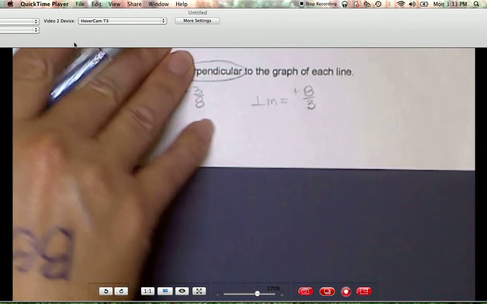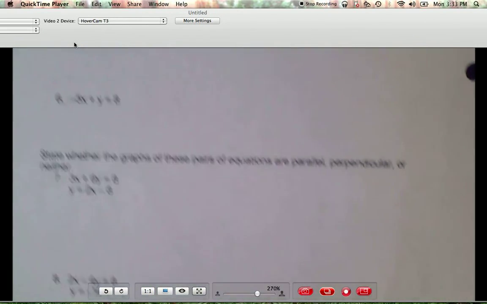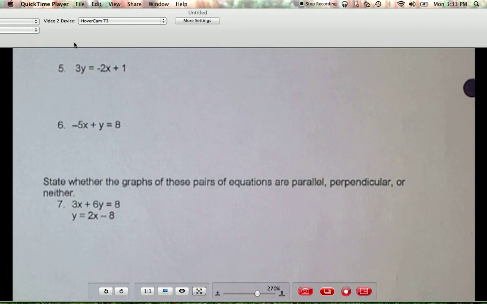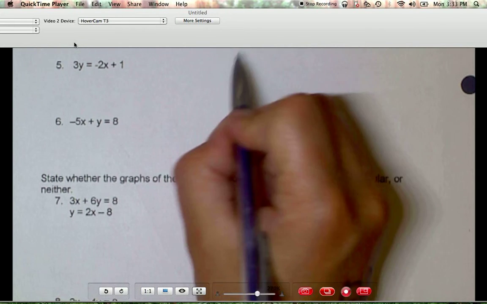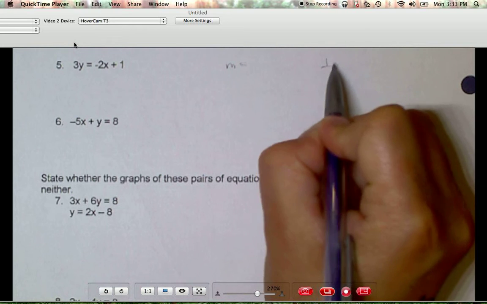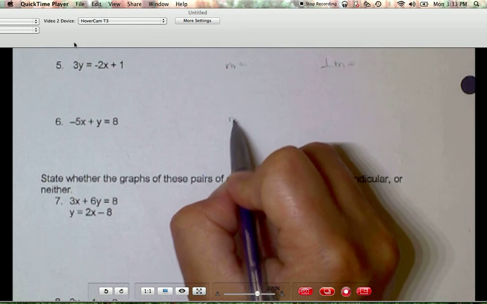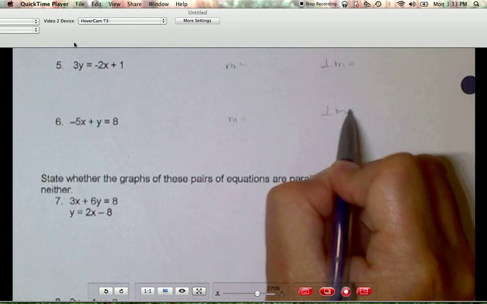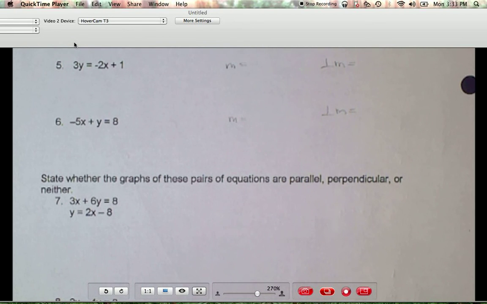So why don't you try 5 and 6 on your own? Identify what the slope is once you've done some work, and then identify what the perpendicular slope would be. Go ahead and push pause here and try those on your own.